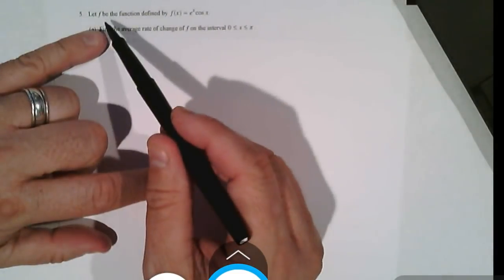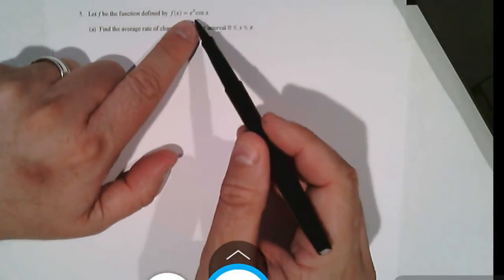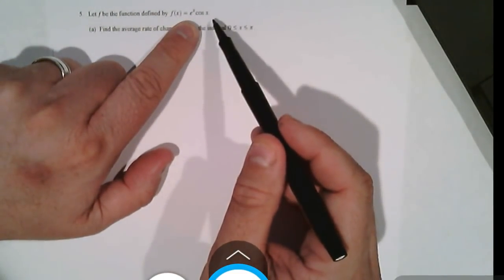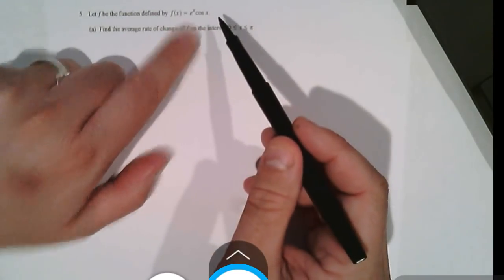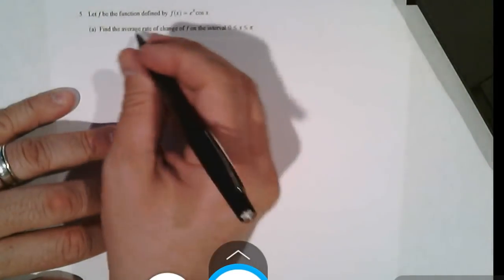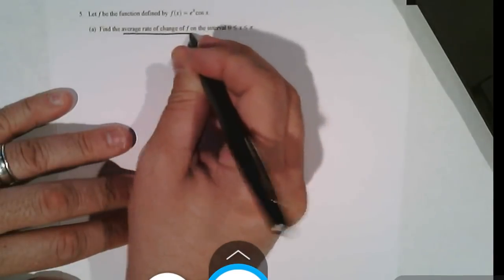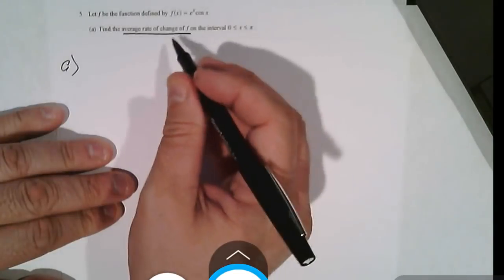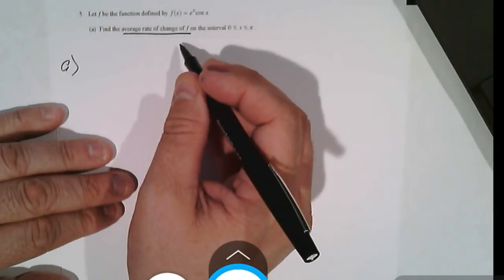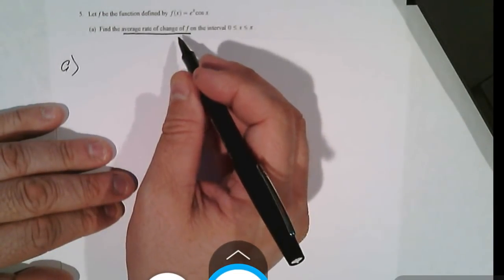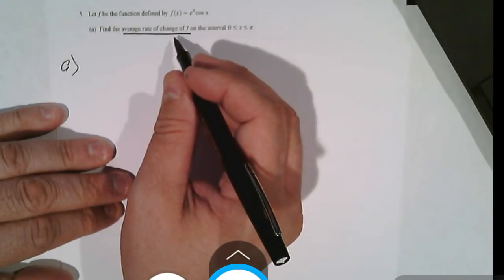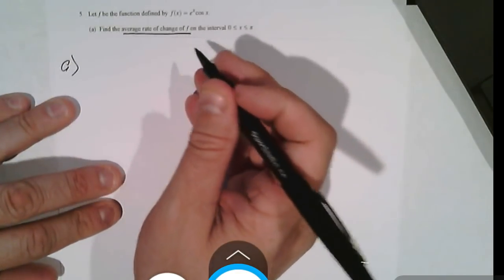And in part A, let's see, we're told that f is going to be the function e to the x cosine of x, so that means e to the x times cosine of x. And I want to find the average rate of change of f on the interval 0 to pi. Average rate of change, don't overthink it, that just means slope. Slope in the way you would have found slope in Algebra 1.